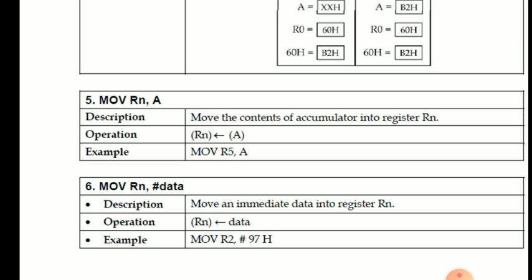And the next instruction, that is the sixth instruction, is MOV Rn, #data. #data means immediate data. We have seen the instruction MOV A, #data, and the immediate addressing mode supports this instruction also, MOV Rn, #data. That is, any register R0 to R7 is the destination, and the immediate data we supplied in the instruction is the source. So you can write it with the example MOV R2, #data.